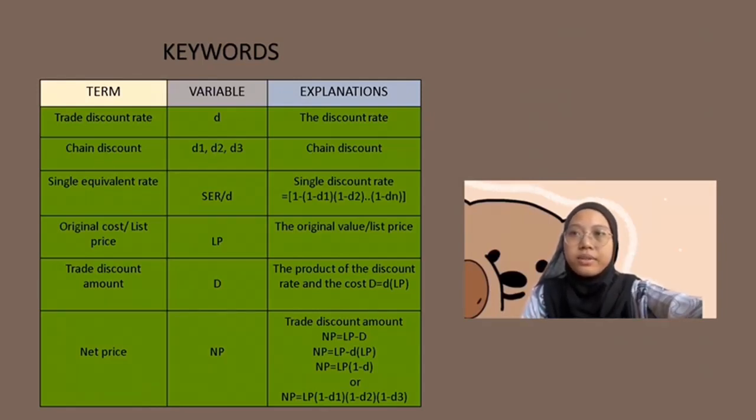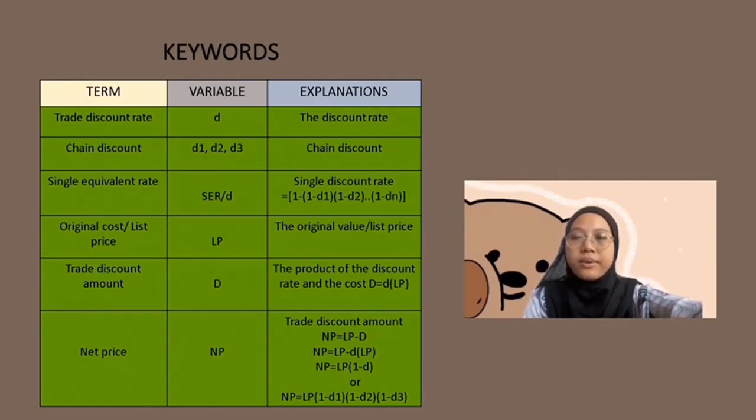Third, we have the single equivalent rate. The symbol is SDE. Single discount rate is 1 minus bracket 1 minus d1 close the bracket, open the bracket 1 minus d2 close the bracket, and so on. The fourth is original cost or list price. The symbol is LP. This is the original value or list price.